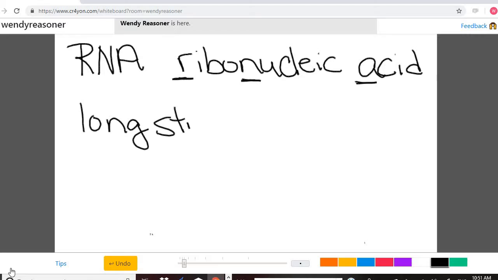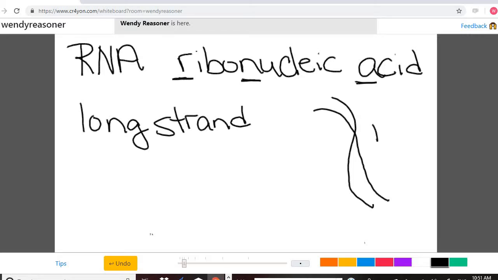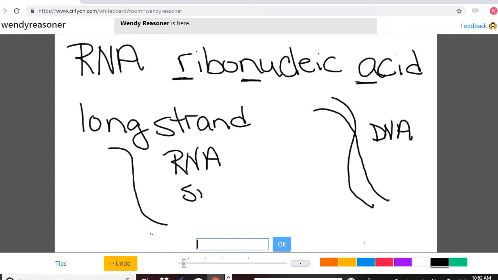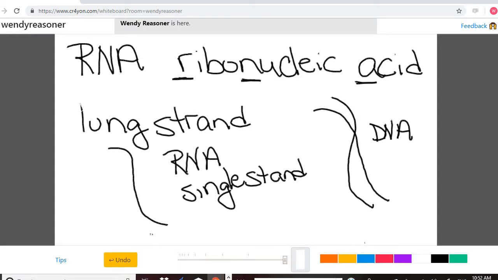But if you remember that DNA existed as two strands that form a double helix. So this is DNA, the two strands form a double helix. RNA is usually just a single strand. So RNA is a single strand, unlike DNA, which exists as a double helix, two strands linked together with each other.